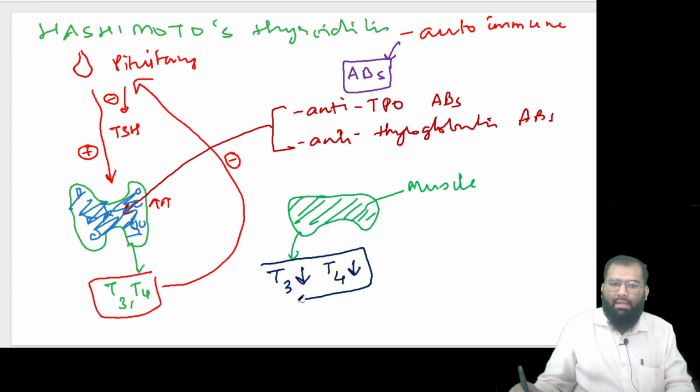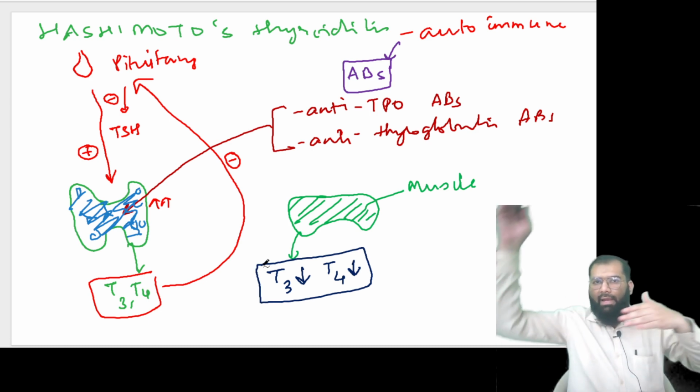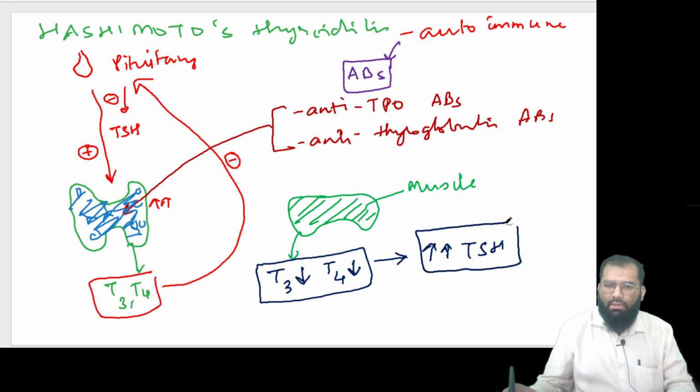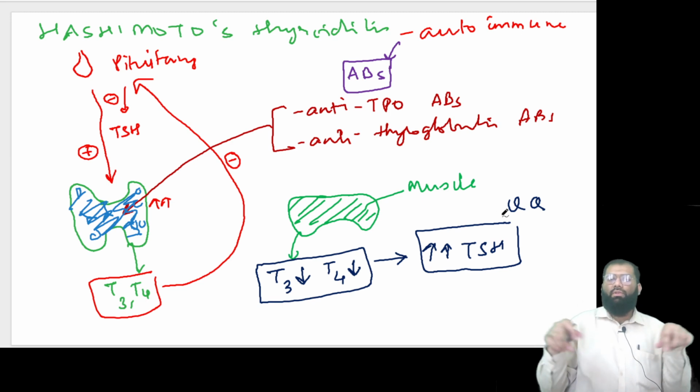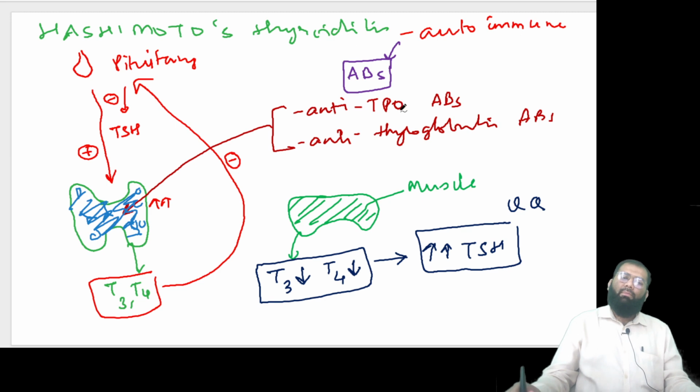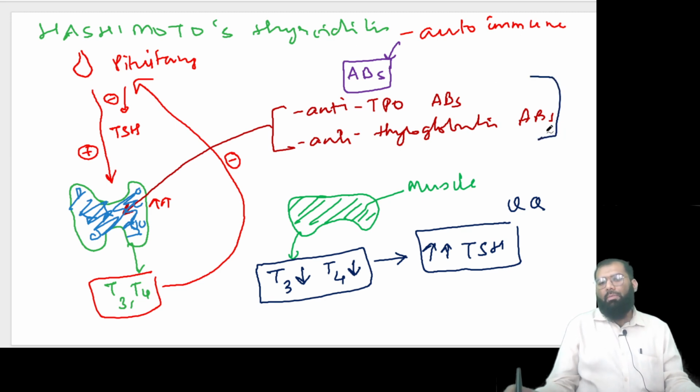So you know that T3 T4 were giving negative feedback to the pituitary, right? So now there is no negative feedback, so this will lead to increased TSH synthesis by the pituitary gland. So this is how on biochemistry you will be able to diagnose that this is hypothyroidism, and you will be able to detect these two antibodies inside the blood. So anti-TPO antibody, anti-thyroglobulin antibodies are very important when it comes to Hashimoto's thyroiditis.